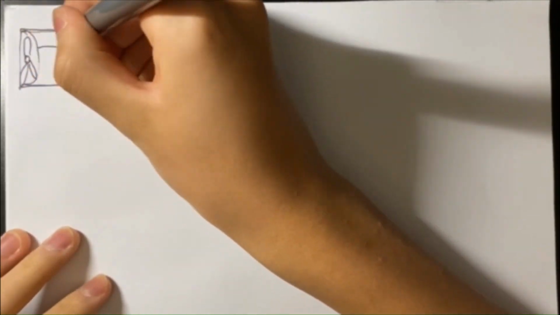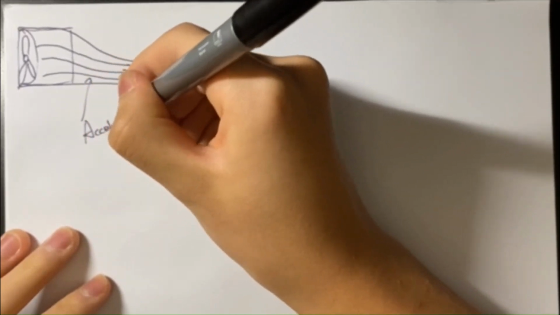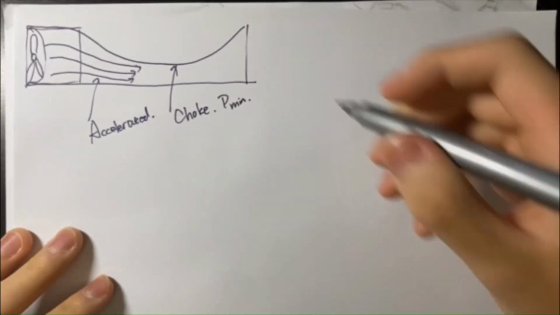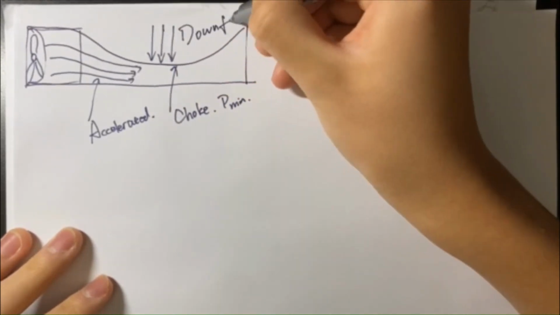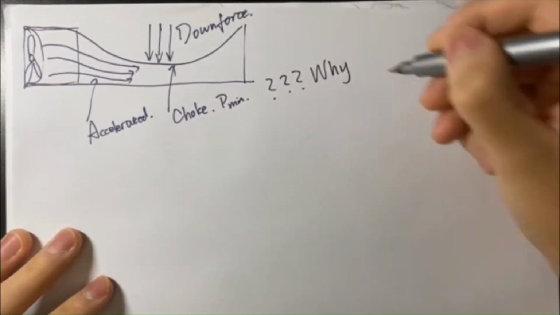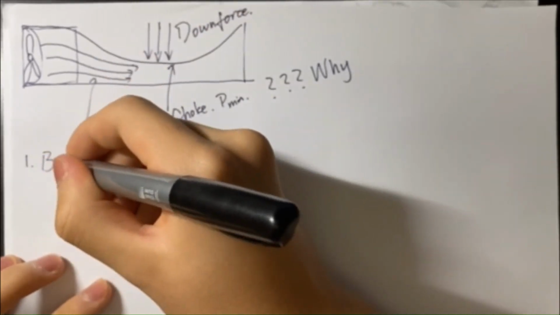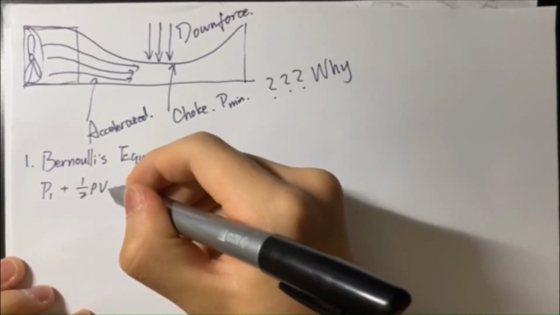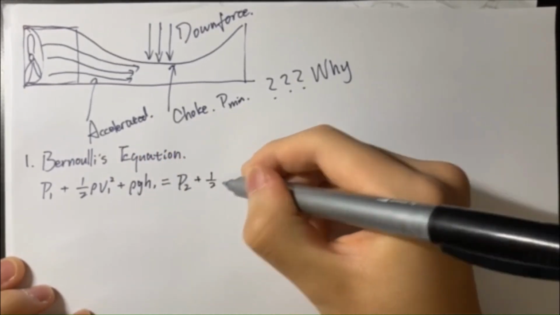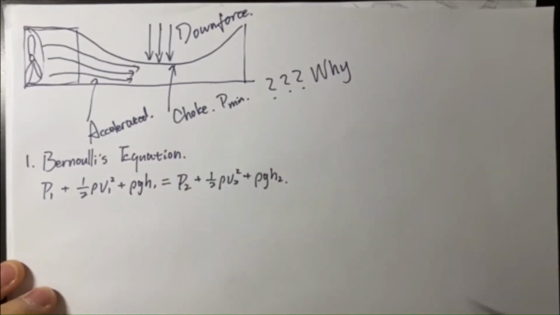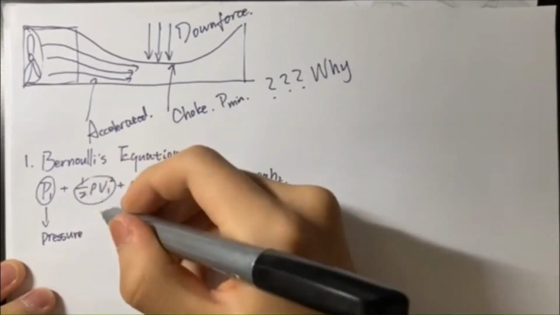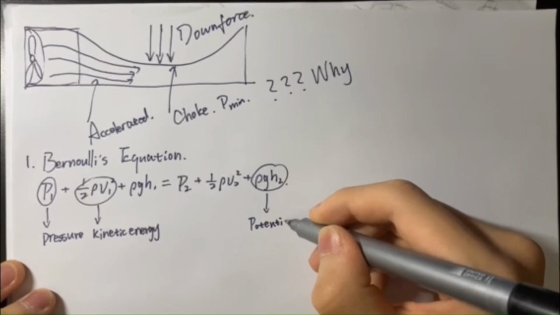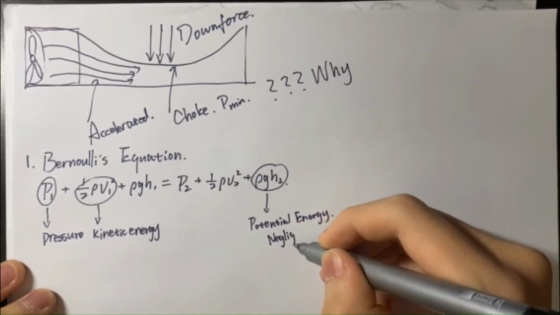Now let's get back to the second prototype. It is basically cutting the Venturi tunnel in half. The fan accelerates the air under the tunnel and decreases the air pressure inside the choke, causing a pressure difference and downforce. But why is the pressure decreased? According to Bernoulli's equation, the sum of the pressure, kinetic energy, and the potential energy of the airflow is constant, so the sum everywhere in the tunnel is the same, and the potential energy of the flow is negligible since it is merely at the same height.